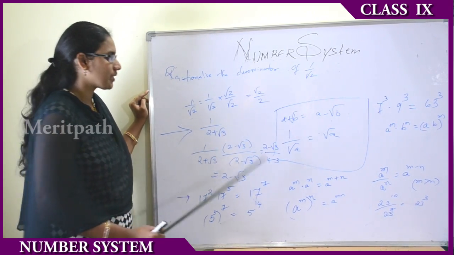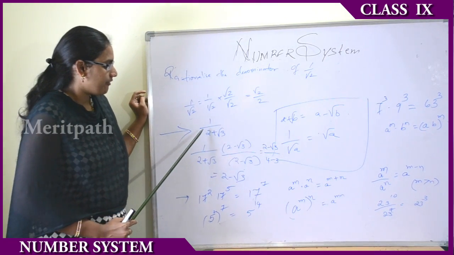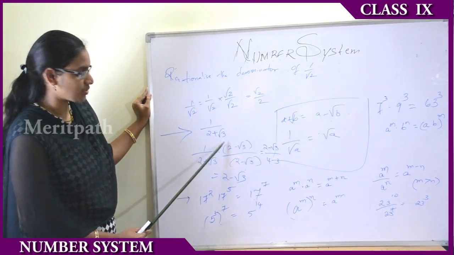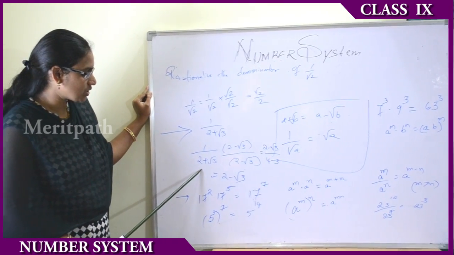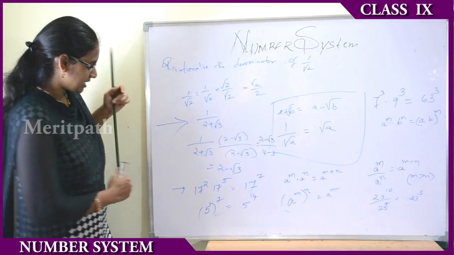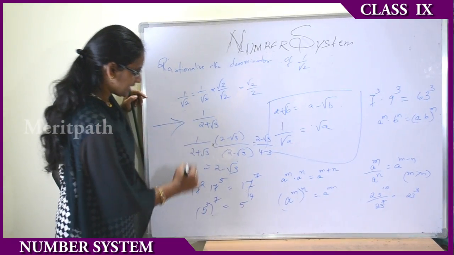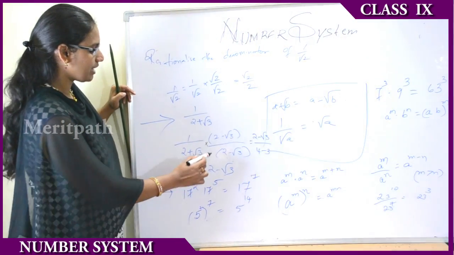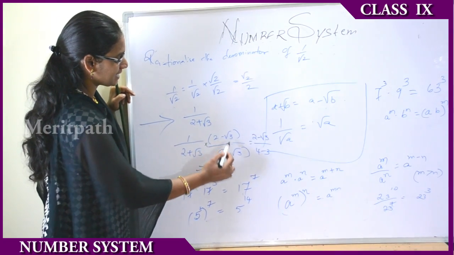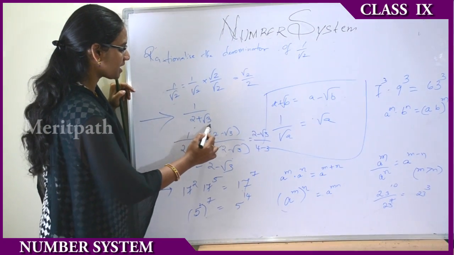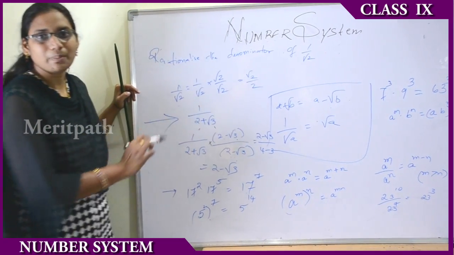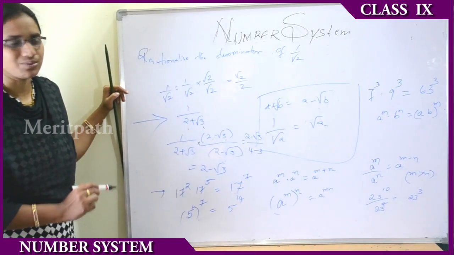And when we rationalize the denominator of 1 by 2 plus root 3, we are going to multiply the numerator and denominator with the same number, that is 2 minus root 3. 2 plus root 3, 2 minus root 3. The conjugate of 2 plus root 3 is 2 minus root 3.